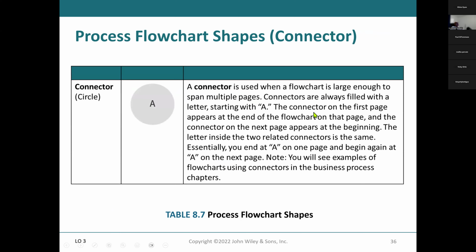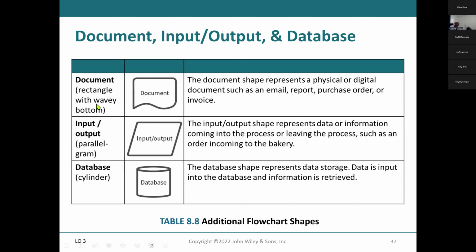Connectors are always filled with a letter, starting with the letter A. A connector on the first page appears at the end of the flowchart of that page, and the connector on the next page appears at the beginning. The letters inside the two related connectors are the same. So essentially, you end at A on the first page and begin again at A on the next page. So just a connector, something that's used commonly.